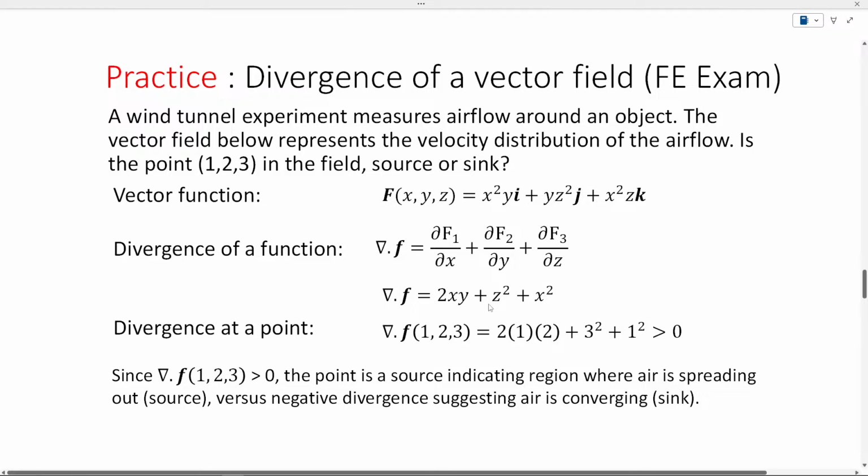So that's the answer. If I solved this correctly, you got something here, and this seems positive. I didn't need to calculate it. Since the point is a source, it indicates a region where air is spreading out, source versus a negative converging.